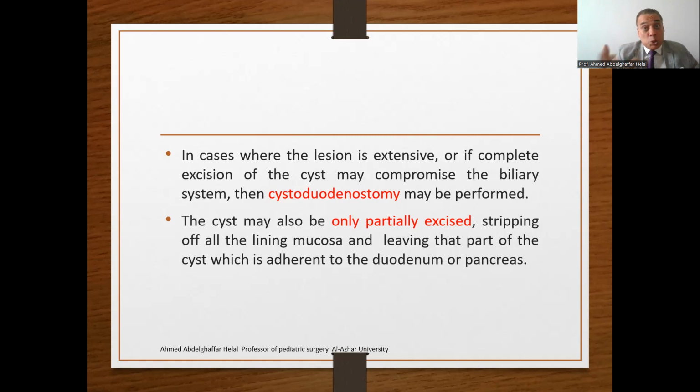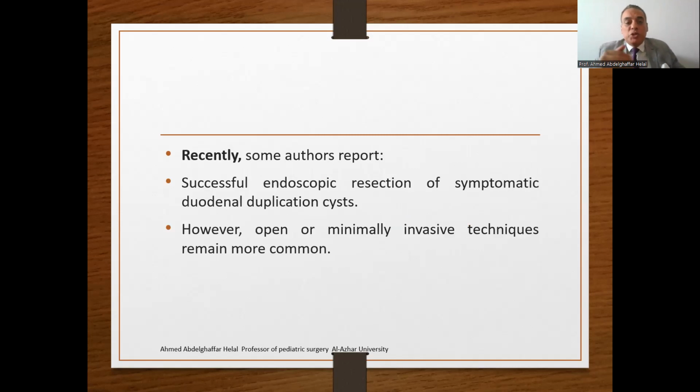Otherwise, you will make a catastrophe. You will lead to significant morbidity for the child or the baby. So you can perform partial excision, mucosal stripping. It's okay, it's approved. However, perform the optimal procedure for each individual case. Recently, some authors report successful endoscopic resection of symptomatic duodenal duplication cyst. However, open or minimally invasive approaches remain more common. So successful endoscopic resection is reported recently in the literature.